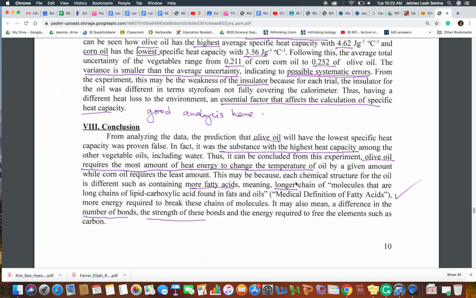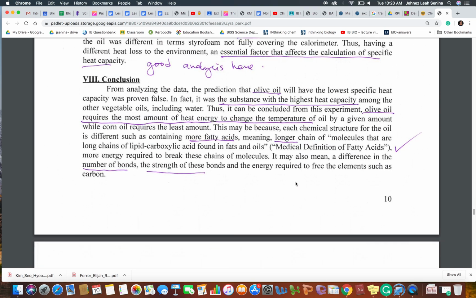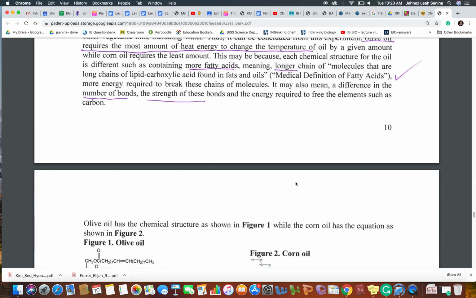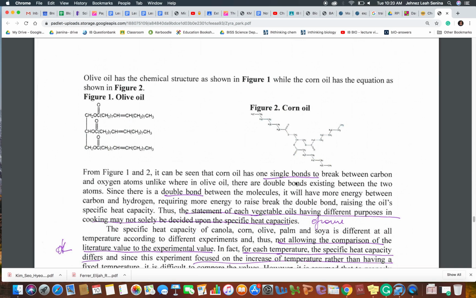And then her conclusion, she backed it up with science. So why does olive oil have the highest amount of heat per gram? So she has some discussion to back her up.